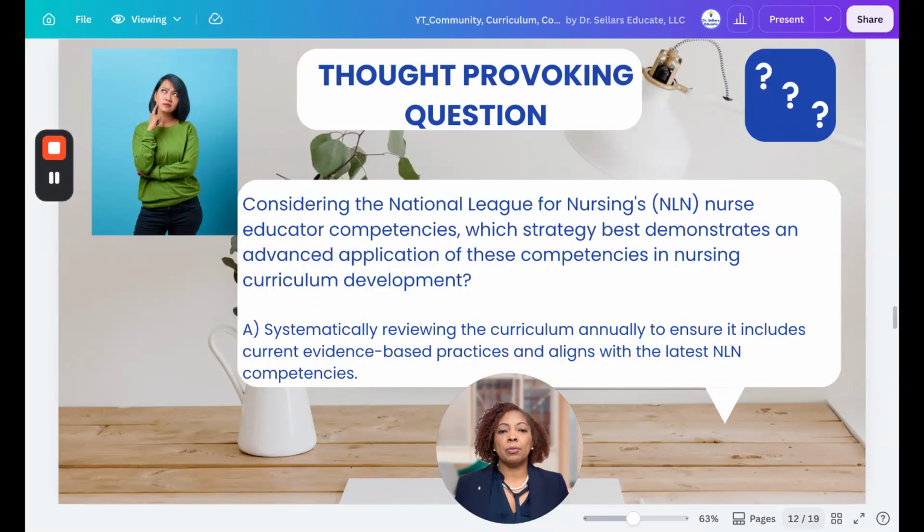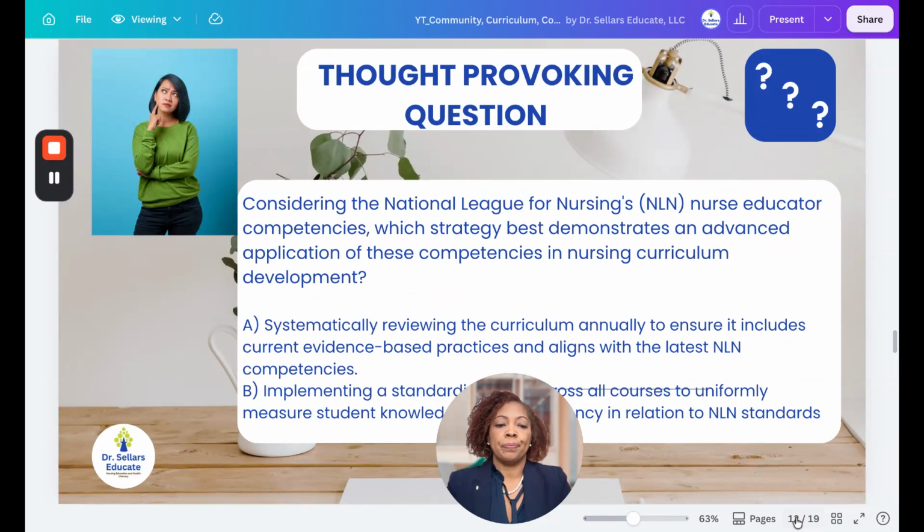So A, systematically reviewing the curriculum annually to ensure it includes current evidence-based practices and aligns with the latest NLN competencies.